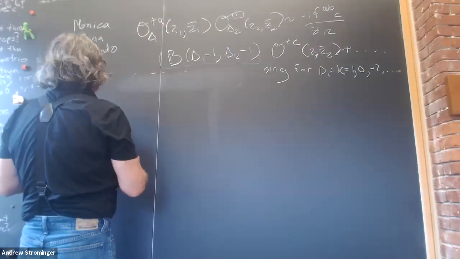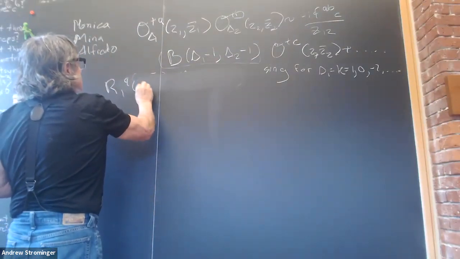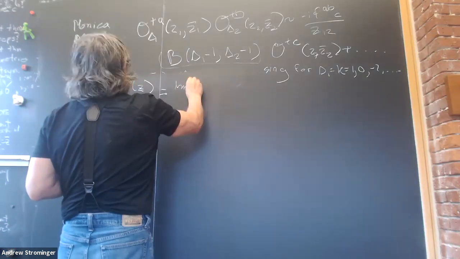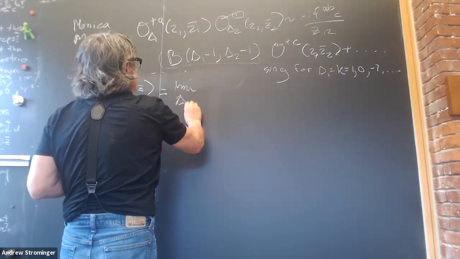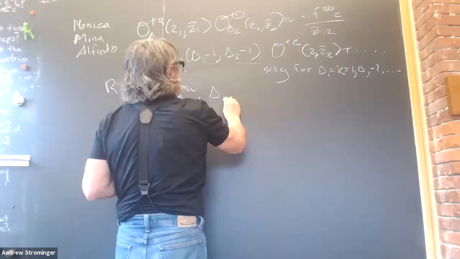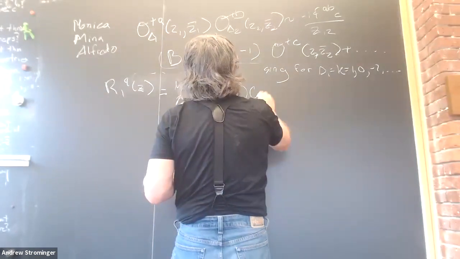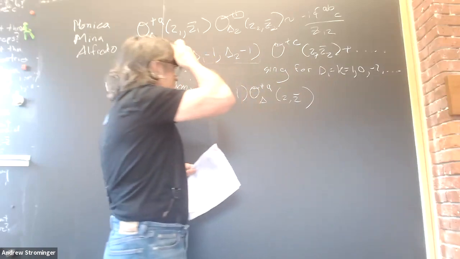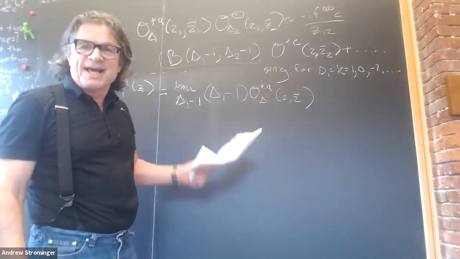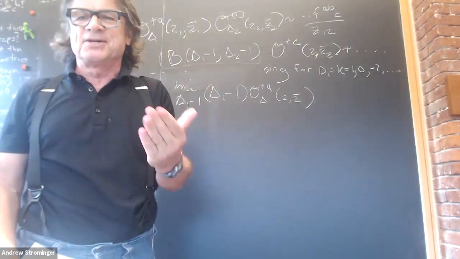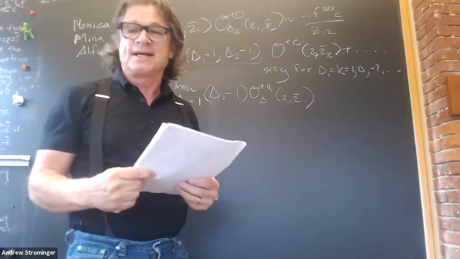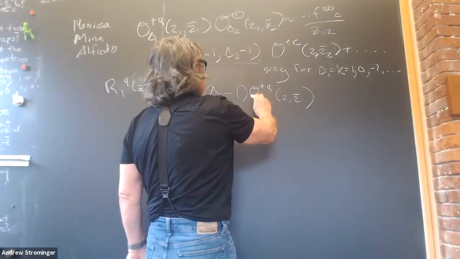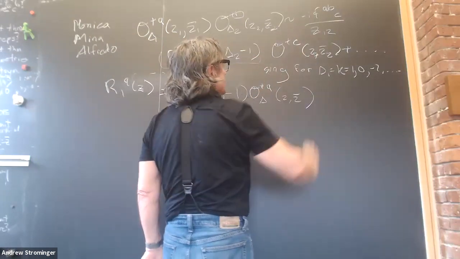which we'll call R1A of z, and you'll see in a moment why I'm not putting in the z bar, is equal to the limit as delta 1 goes to 1, delta 1 minus 1 times O plus A delta 1 of z, z bar. Now, if you hadn't looked at the OPE, you would have thought that this operator is zero because we're multiplying it by zero, but that thing we're multiplying by is just designed to cancel the pole. And you can see that in this limit, it's only the leading term that survives.